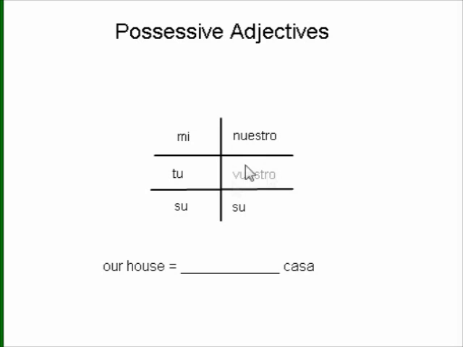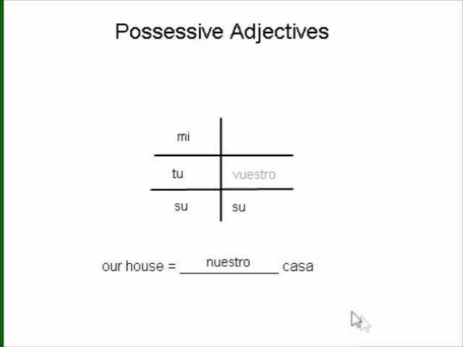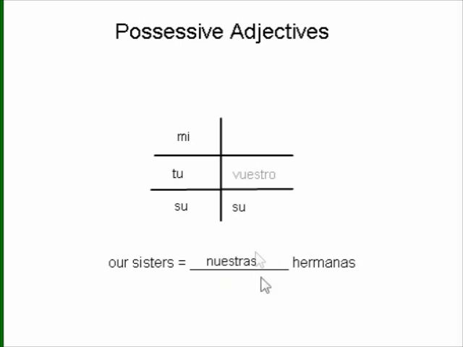However, with nuestro, and again the same would be the case for vuestro, if the thing that we are describing is feminine, like our example here, casa, then we have to have the feminine form of nuestro. So that becomes nuestra casa. If we were describing something that were plural, we would need the plural form of nuestra. And in this case, since the thing that we are describing is feminine, we also need the feminine form. So remember, we have to agree in number, meaning singular or plural, and if we're using nuestro or vuestro, we also have to agree in gender with what we describe.